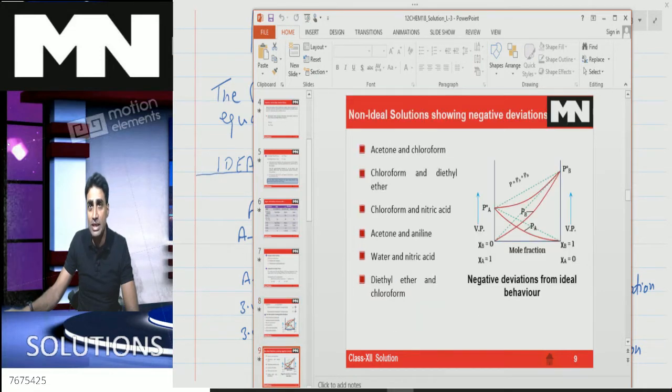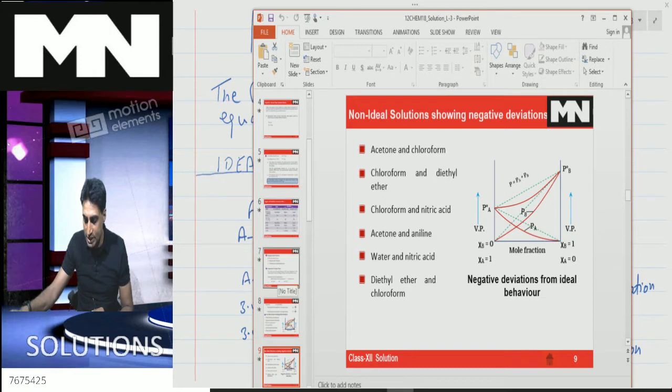In this you can see that the green line shows the expected vapor pressure, but here the red line is showing the actual vapor pressure. That means the pressure which we were expecting is found to be much lesser than that, because there is a prominent attraction between the solute and solvent particles. So they will have little tendency of moving into the vapor phase, and that's why they will exert lesser vapor pressure than expected. So this is the vapor pressure composition diagram for positive deviation and negative deviation.